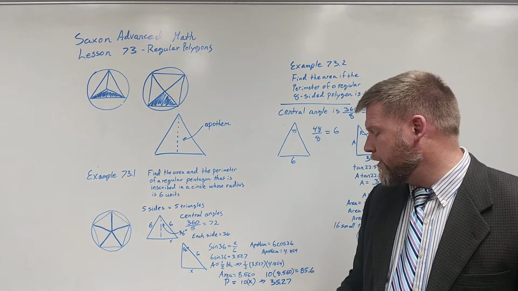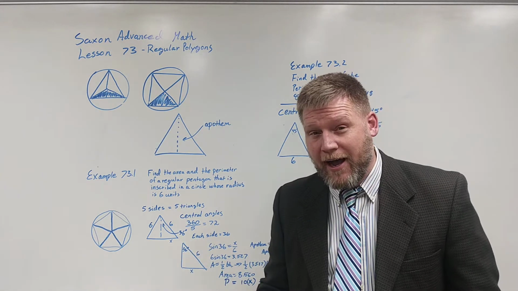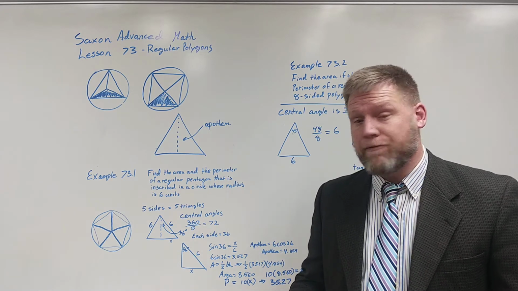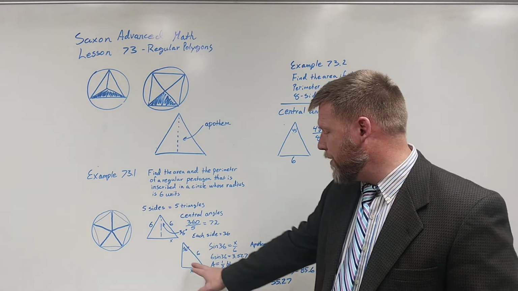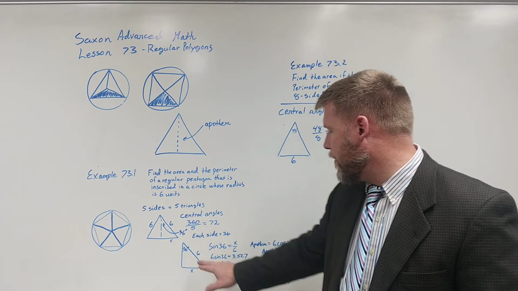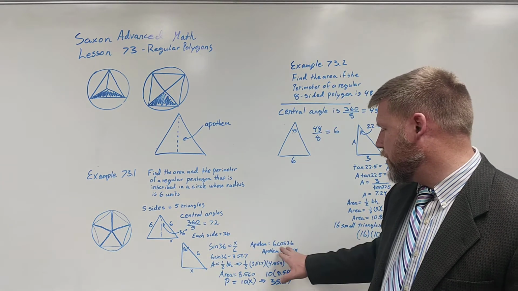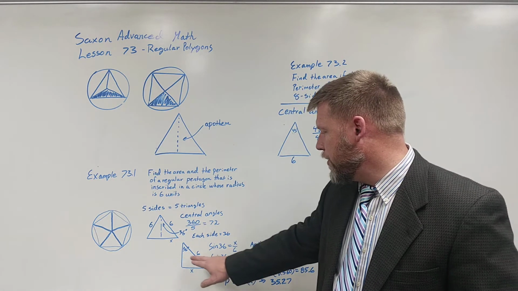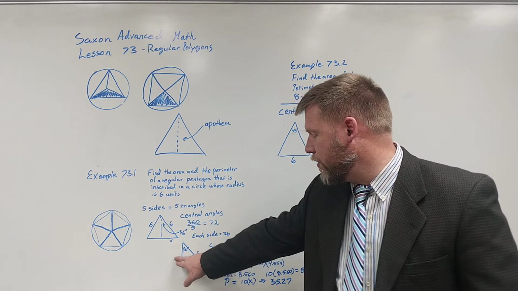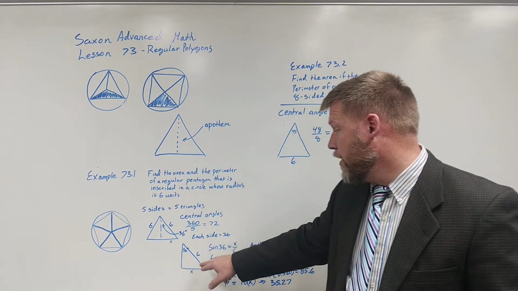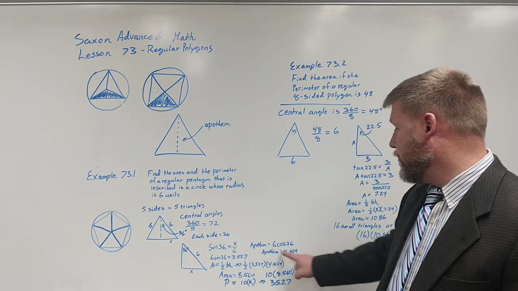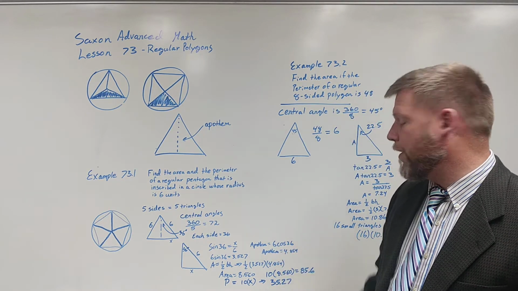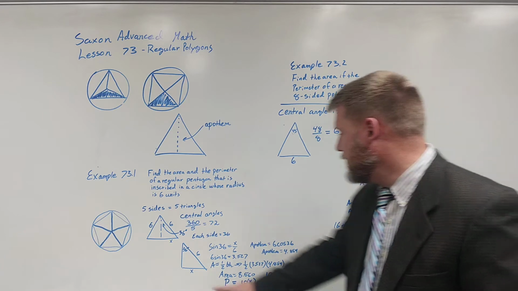Well, that's going to help me, but in order to find area, I have to have a height too. The height is the apothem in this situation. So in order to find the apothem, I'm going to use the same information, but use the adjacent and the hypotenuse, which is the cosine. So cosine 36 equals y over 6, adjacent over hypotenuse. Then I solve for that. The apothem, therefore, is 6 cosine 36, and the apothem is 4.854. That's the length from here.